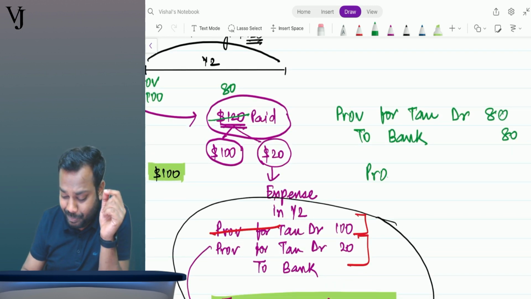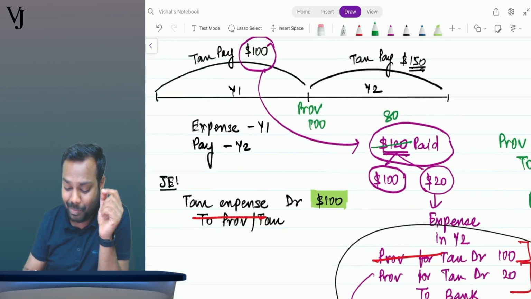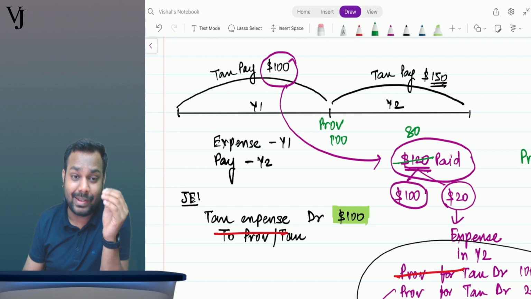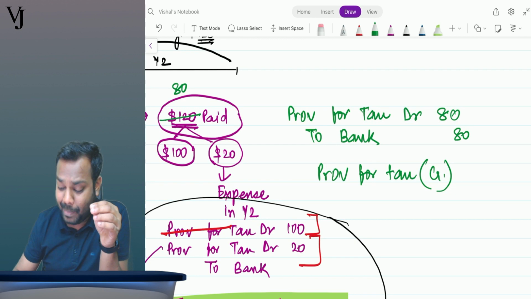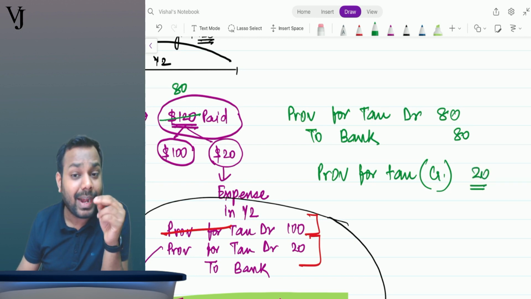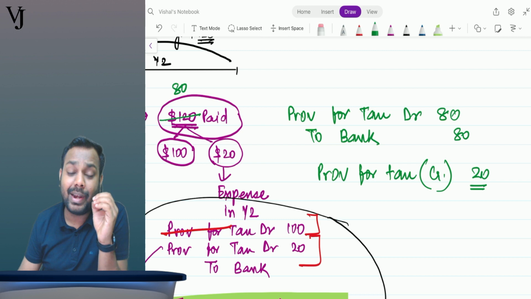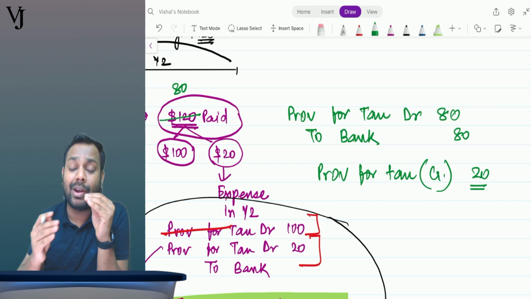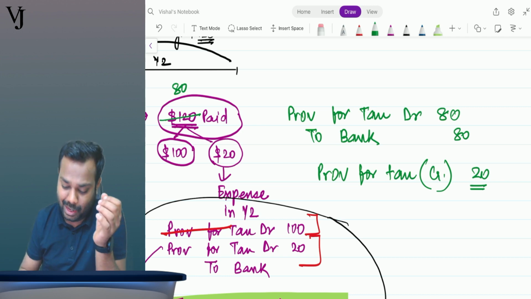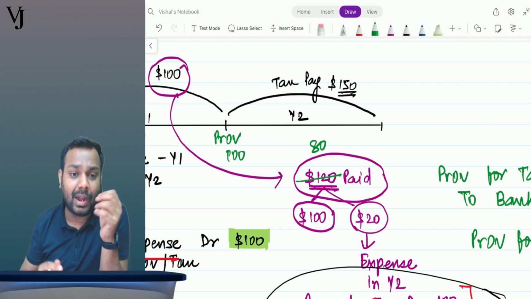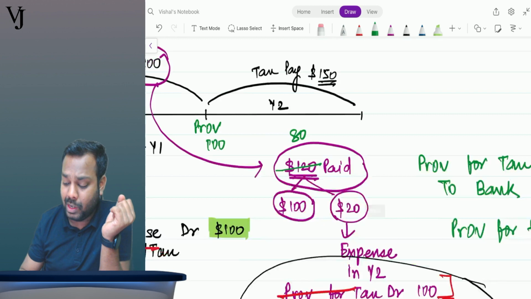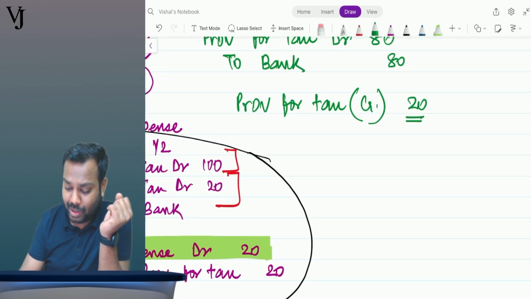The provision for tax will still show a credit balance, because the provision is a liability. The liability has a credit balance of 100, against which I paid 80. So it will show a credit balance of 20, meaning provision for tax already has a balance of 20 remaining. Now, in year 2, I have to record a tax payable of 150. Now, the question is, what is the expense for year 2?